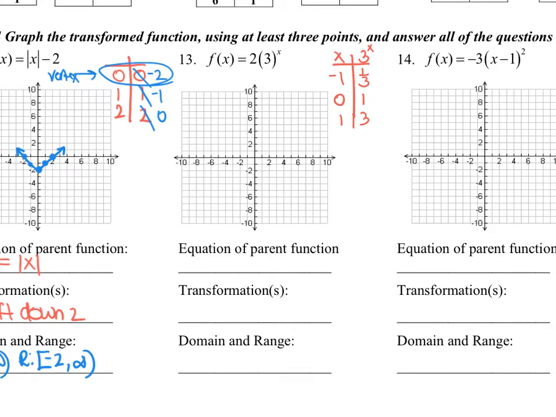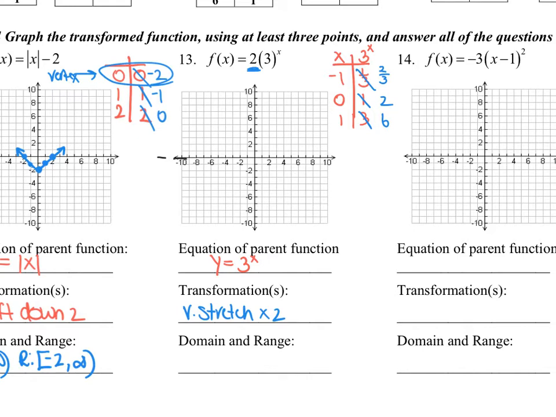Now what's happening here is we have this 2 out in front, and that's going to give us a vertical stretch of times 2. And here is our parent graph. I didn't write that up down here. So that'll be vertical stretch times 2. So what we're going to do there is multiply all of our y values by 2. This will become 2/3. This will become 2. This will become 6.